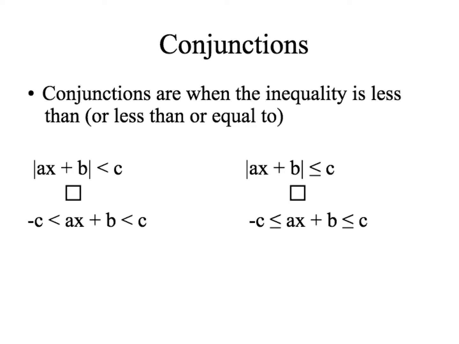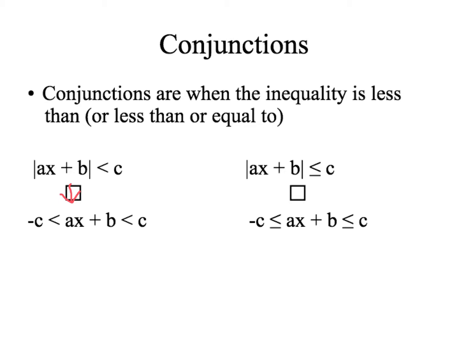Conjunctions are when the inequality is less than or equal to. So as you can see in the example, this is the absolute value of ax plus b is less than c. When you write it, it's actually going to be written as negative c is less than ax plus b, which is less than c. I'm going to explain the steps in just a moment.